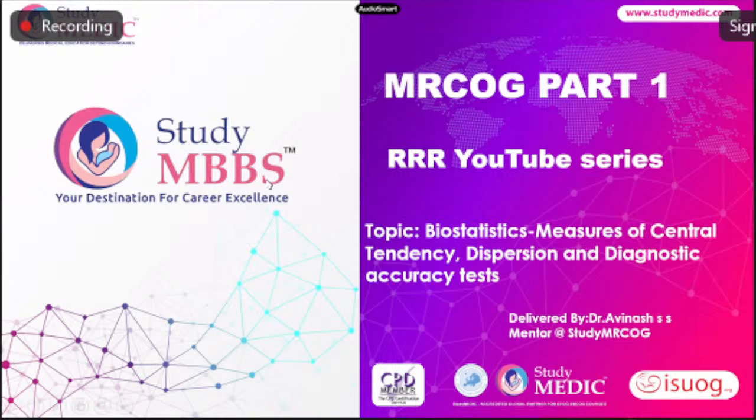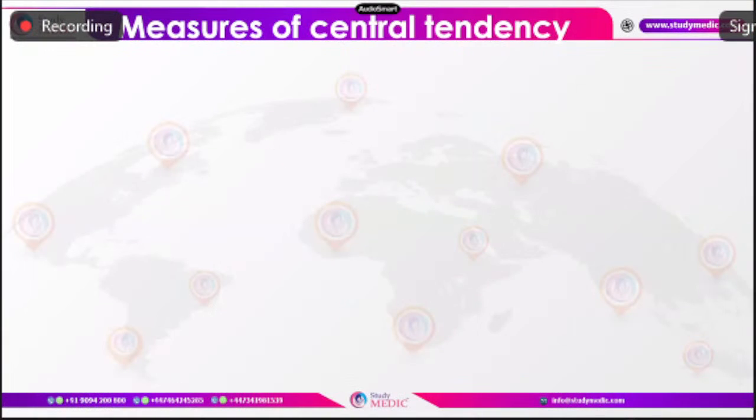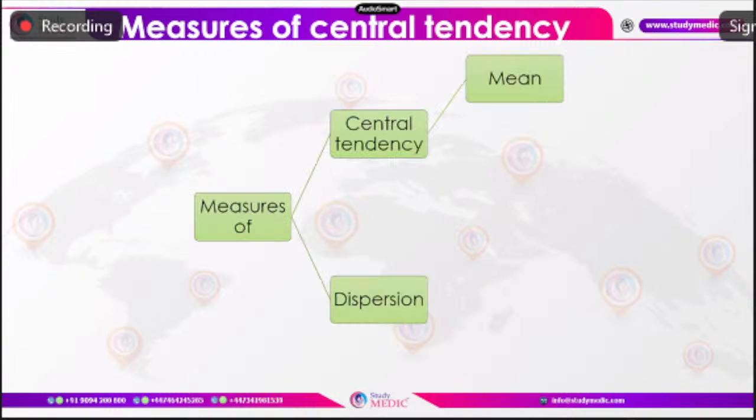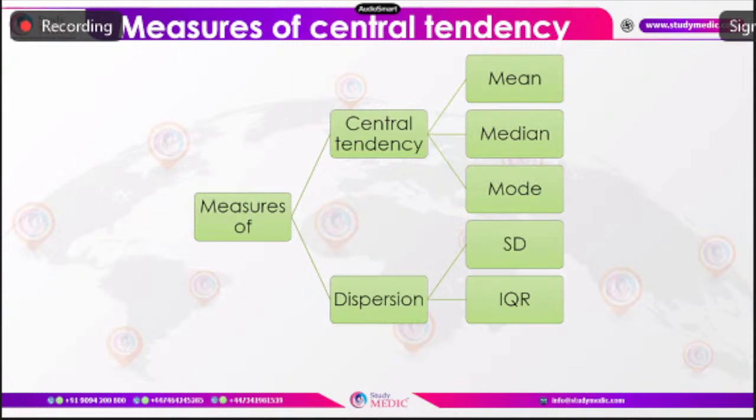So what are these measures of central tendency? Those measures that show us the centralmost value. They are mean, median, and mode. So we all know the measures of central tendency are mean, median, and mode. Whereas the measures of dispersion are standard deviation, interquartile range, and coefficient of variation.